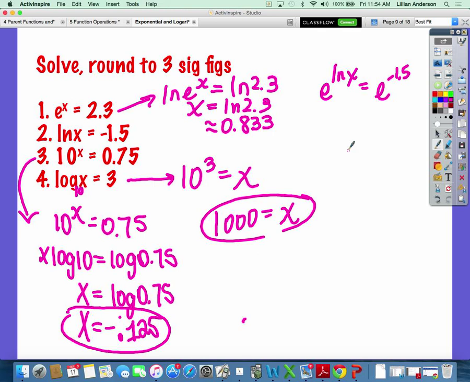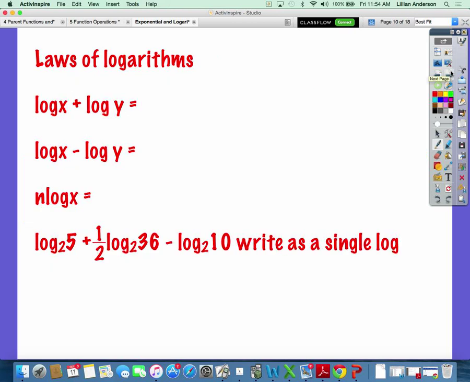E to both sides. What happens here? So I just have e to the negative 1.5, which is 223. Yeah? Cool deal. I'll do it around. They're not gonna count off if you don't do that.